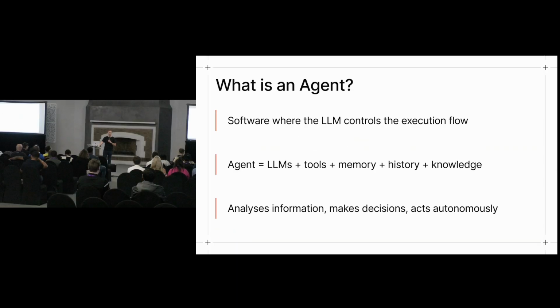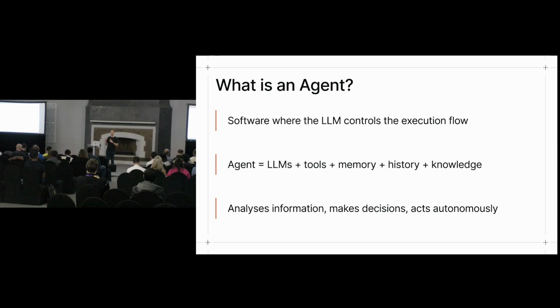All right, so firstly, what is an agent? It has become quite popular, but not everybody has maybe grasped exactly what it is. Effectively, it's a piece of software where the LLM controls the execution flow. So the LLM makes decisions on what should be done when you run an agent. At the heart of the agent is the LLM, the GPT-5 or Gemini or Claude, and it has a bunch of tools, so it can perform actions, it has memory, it has history of a conversation, it has external knowledge. All of that together makes an agent.